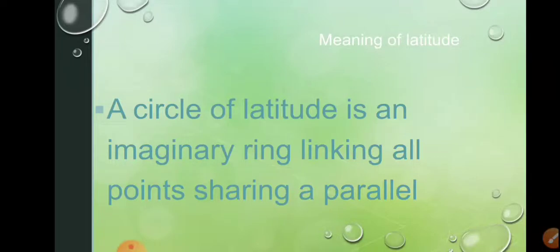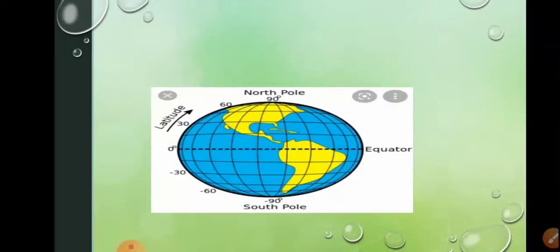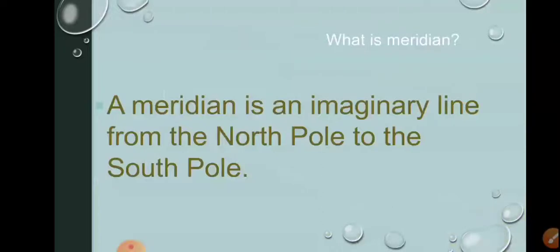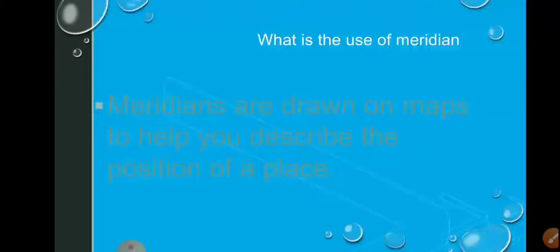Next we discussed that the equator is going to divide the earth into two parts, North Pole and South Pole. Along with this we discussed the meridian. Meridian means an imaginary line from North Pole to South Pole. Next, what is the use of meridian? Meridians are very useful to draw maps. They help and describe the position of a place.